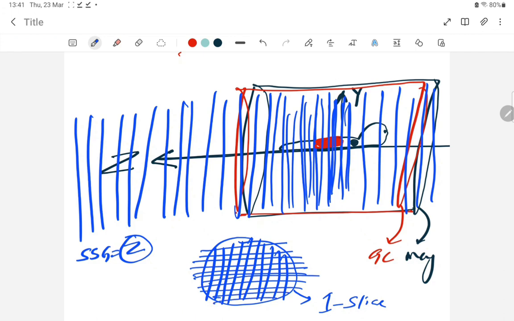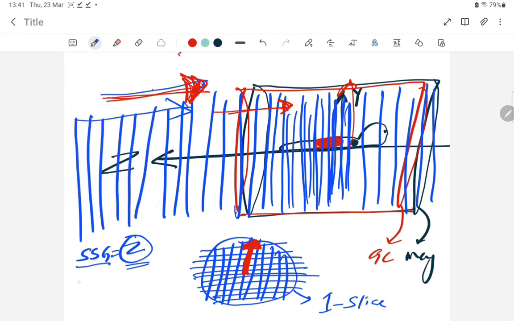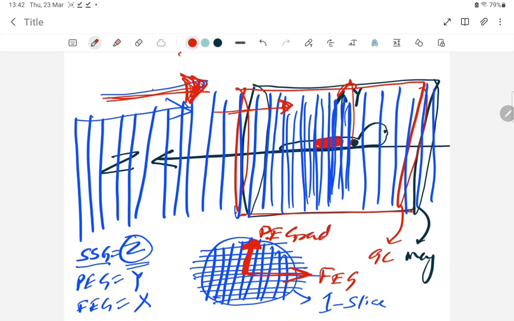If you see from the upper side, from outside, the Y axis means this one. If you are watching from here, inside the MRI bore, and one slice is here, the phase encoding will be this one, the Y axis. Slice selection gradient, Z axis. Phase encoding gradient, Y axis. Frequency encoding gradient will be the X axis. This one is your frequency encoding gradient, and this one is your phase encoding gradient.